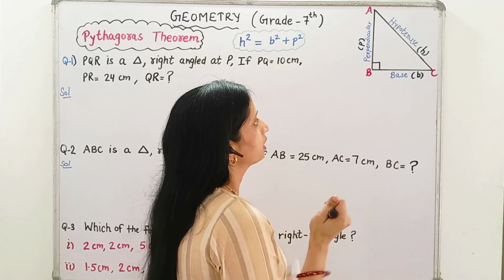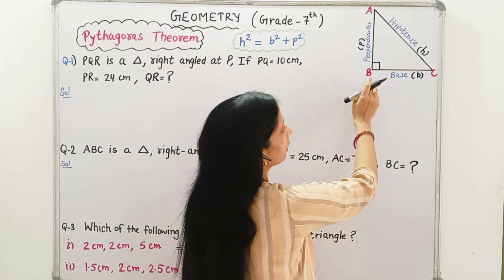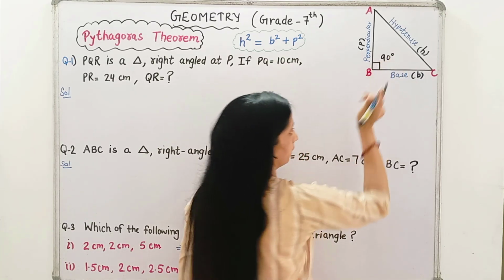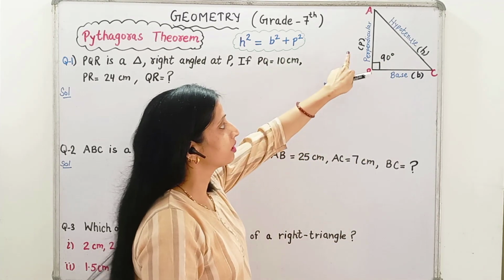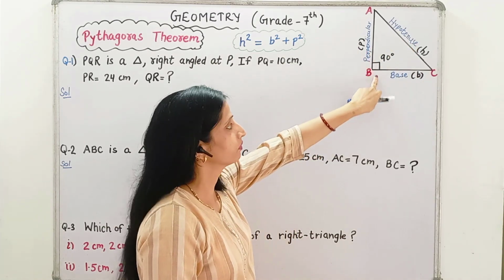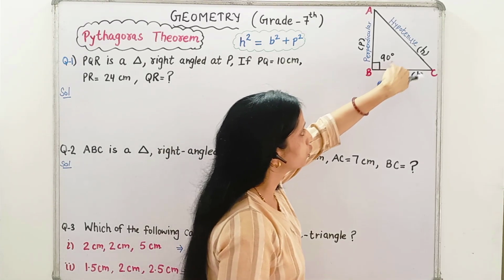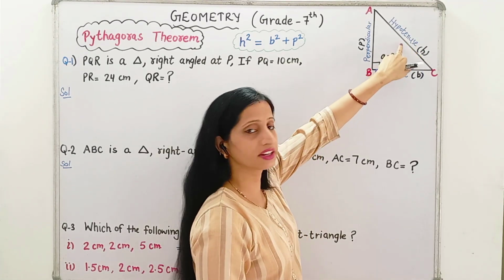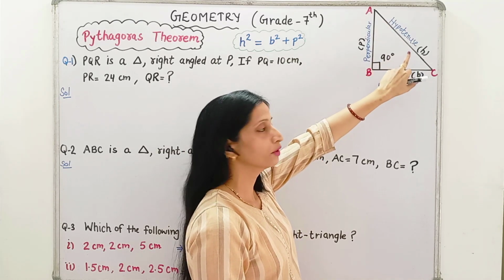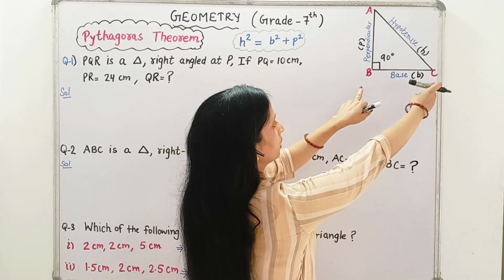As you can see in this picture, in this triangle ABC, this is right angle at B. This means angle B is of 90 degree. Now let us learn what we call the different sides of this triangle. Now angle B is 90 degree. This means the side just opposite to the right angle, that is known as hypotenuse, or we can represent it by small h.